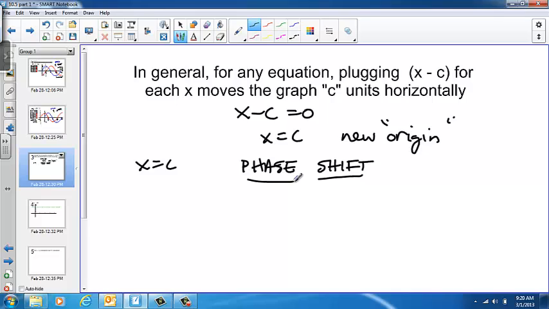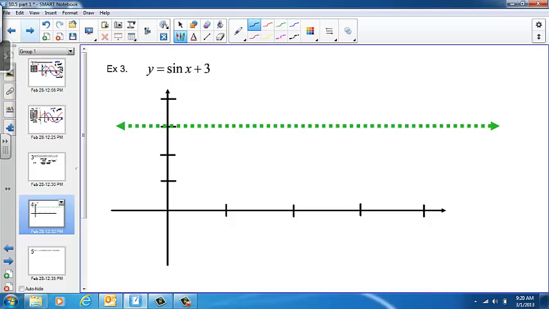So in algebra, we called movement horizontally horizontal translations. In trig, we call horizontal translations phase shifts. Okay? Now let's look at this next example. y equals sine of x plus 3.